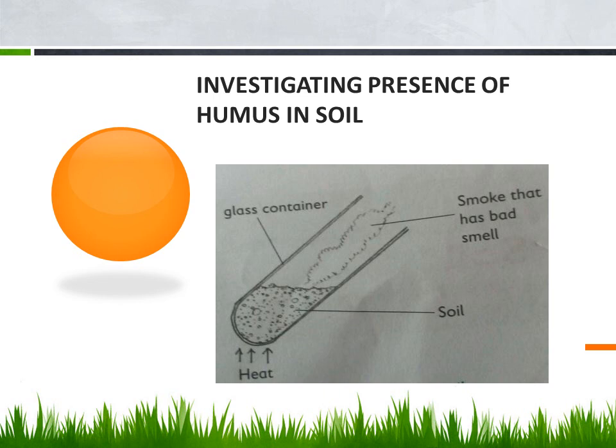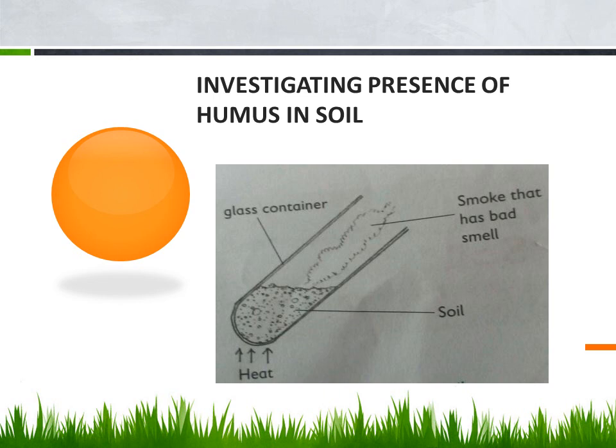After you have heated the soil strongly, you will start seeing smoke coming out, and this smoke is combined with a bad smell. What does this bad smell mean? Those are the living things, living organisms in the soil, and they have decayed. As you heat, they start producing the bad smell.